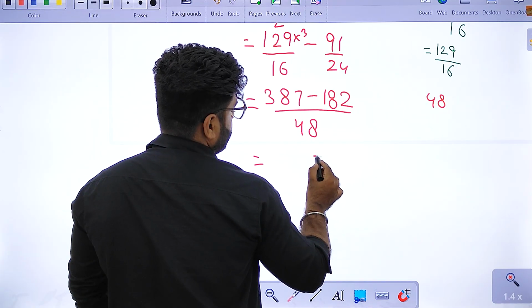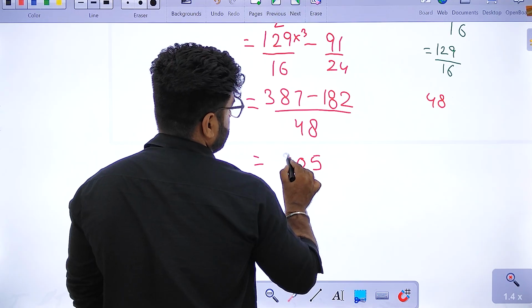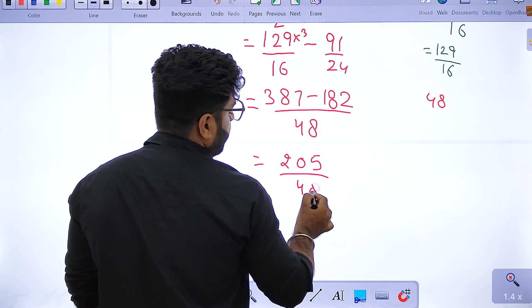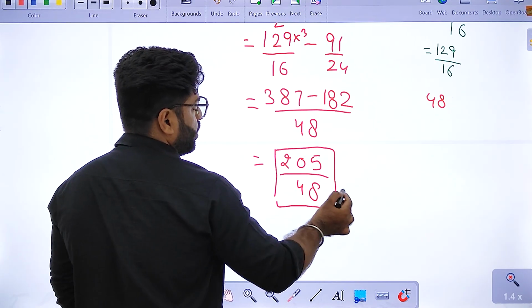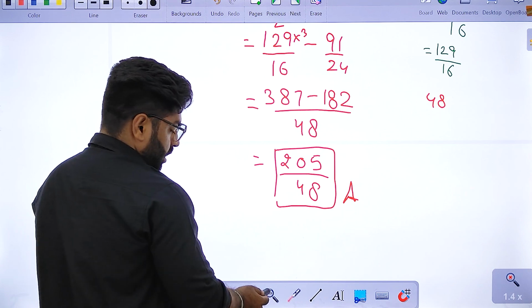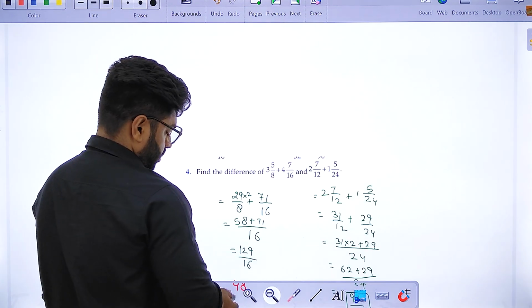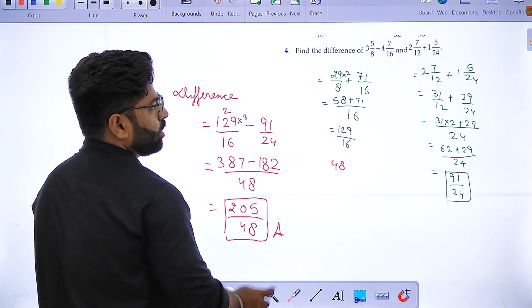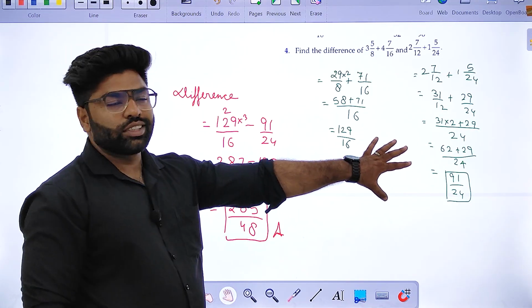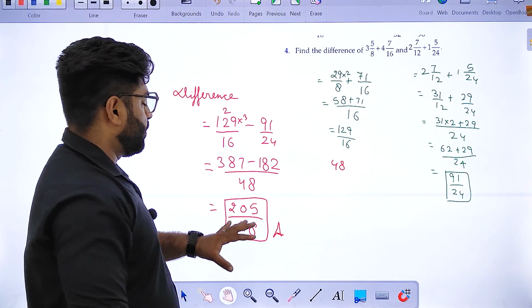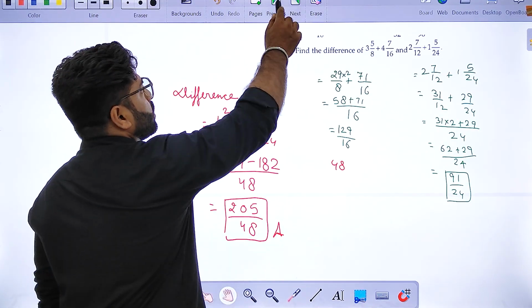30 plus 2 is 5 0 and this is 2. So we are having our final answer 205 by 48. Clear? So this is our operation. First we have to find out the sum of two groups, then we have to find out the difference.